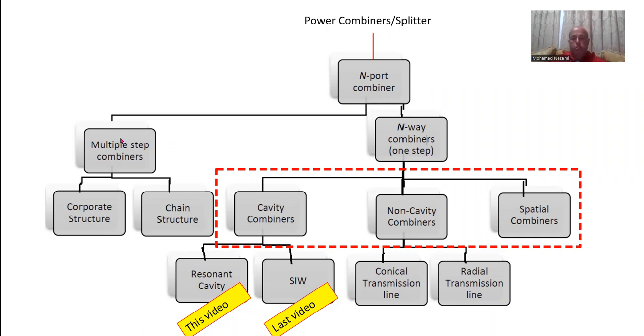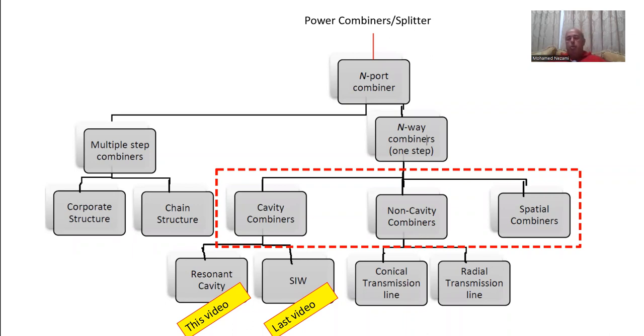Let's go to the multiple steps. The multiple steps are the classical corporate structures or chain structures that hopefully you're familiar with. And those, of course, we're avoiding them because they are planar or they are large. For instance, if you were using waveguide combiners, an 8-way combiner, as you know, you have to combine two-way, two-way, and then two-way. So it's pretty large and heavy. And if you're doing it with Wilkinsons or hybrids, it's the same way.